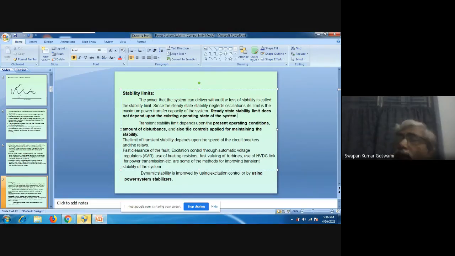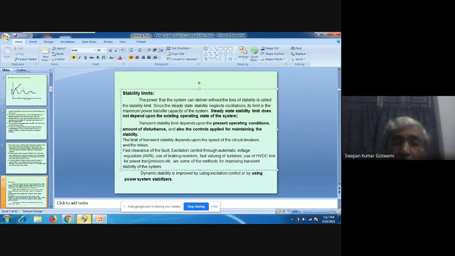And what is the control? That obviously will depend upon the actual operating condition. Depending upon the operating condition, you will be applying control. Then you will be knowing whether the system will be stable or not. So you see that transient stability limit cannot be a fixed limit. It is a varied limit, and it depends upon all these three factors.